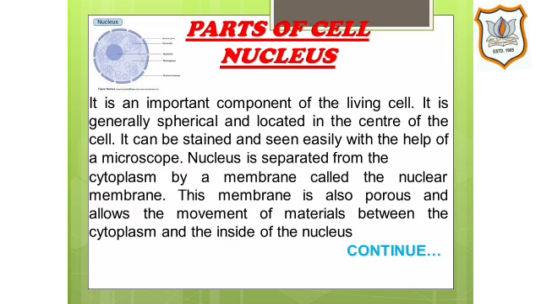Nucleus is separated from the cytoplasm by a membrane called the nuclear membrane. This membrane is also porous. Porous means having holes in it, and allows the movement of materials between the cytoplasm and the inside of the nucleus.